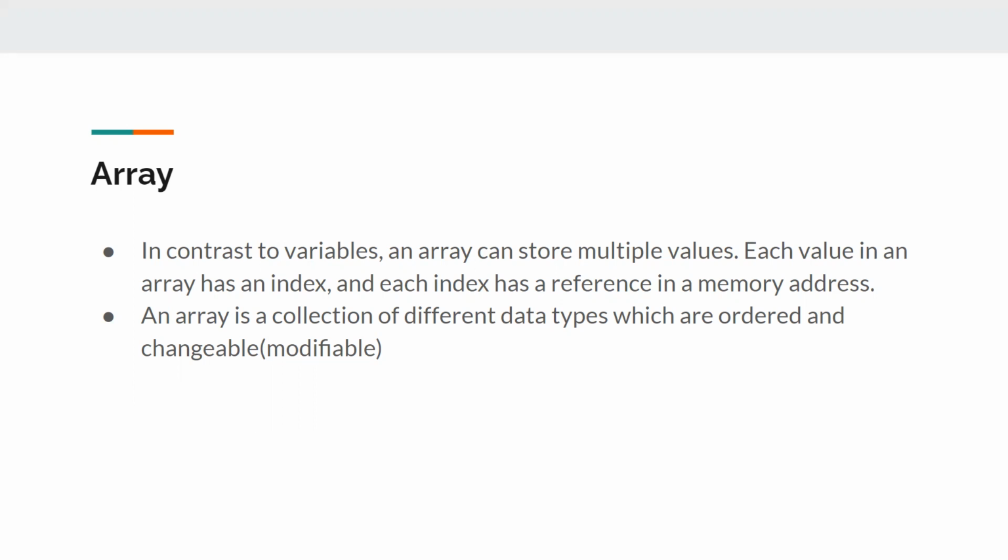In contrast to the variables we've discussed that hold just a single value, an array can store multiple values, and each value in an array has an index, like a tag or a label. It's like when somebody walks into the house, you say, this was the first person that came in, another person walks in, this is the second person, this is the third person. So that's why I refer to it as an index. Now we'll look at all that. And each index has a reference in a memory address. We'll look at that in practical.